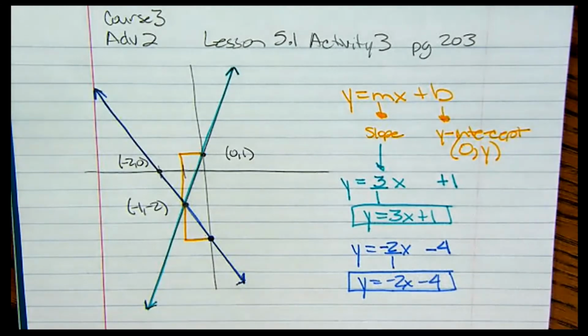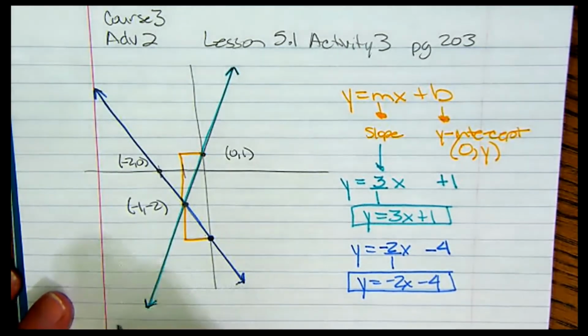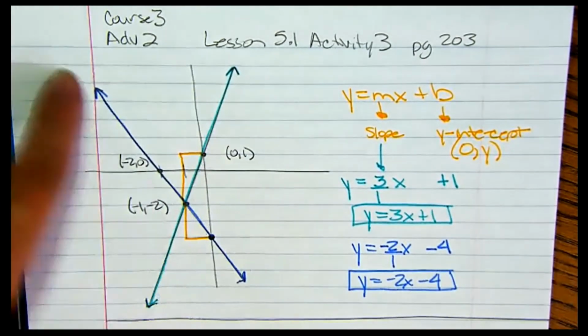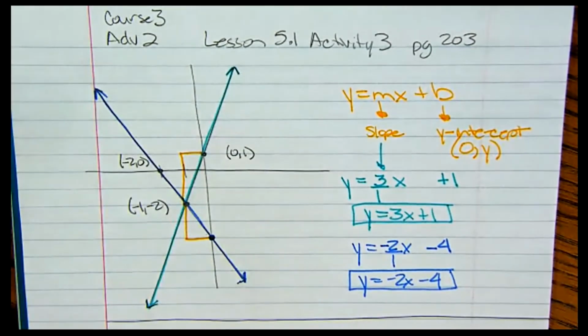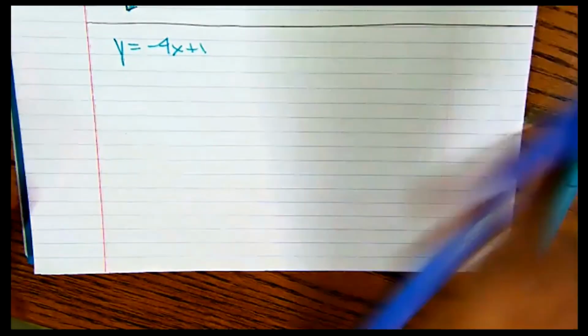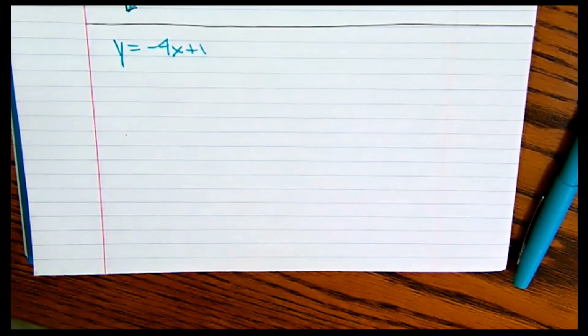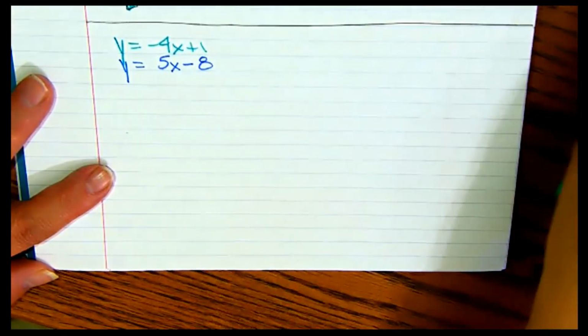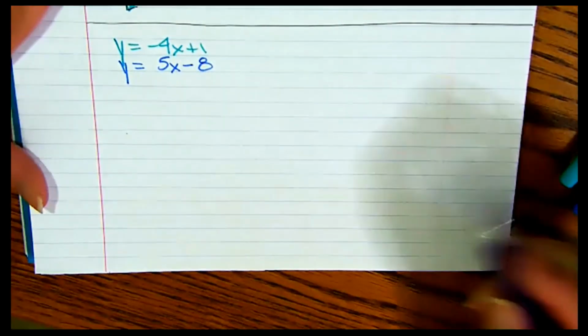Okay, so I've got one more example for you. In this case, they gave us the graphs, and we had to figure out the equations. Here, they're going to give us the equations, y equals -4x plus 1, and y equals 5x minus 8. And they want us to graph this system.